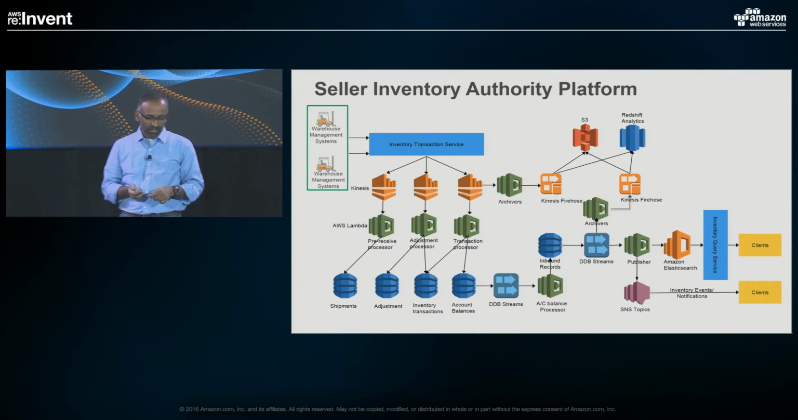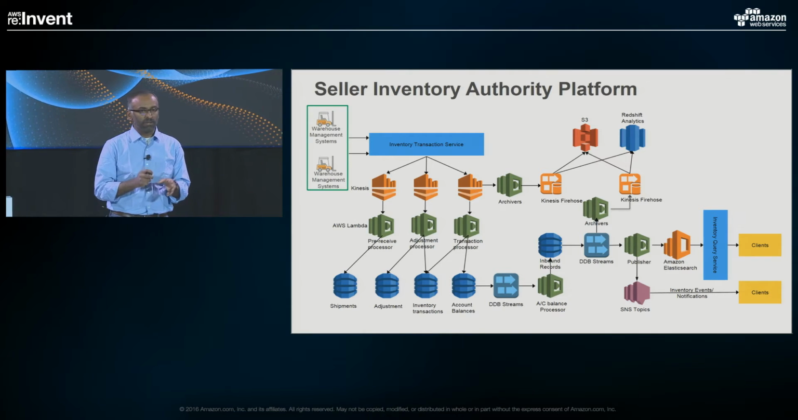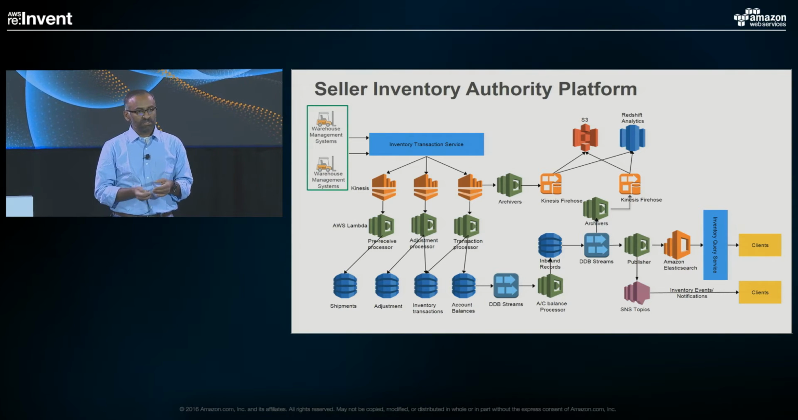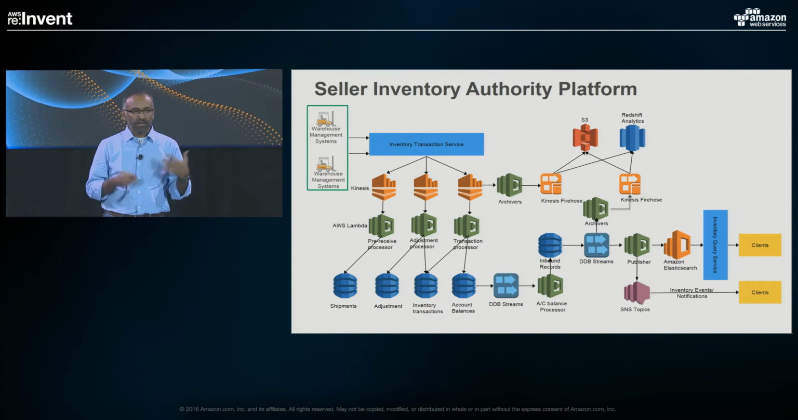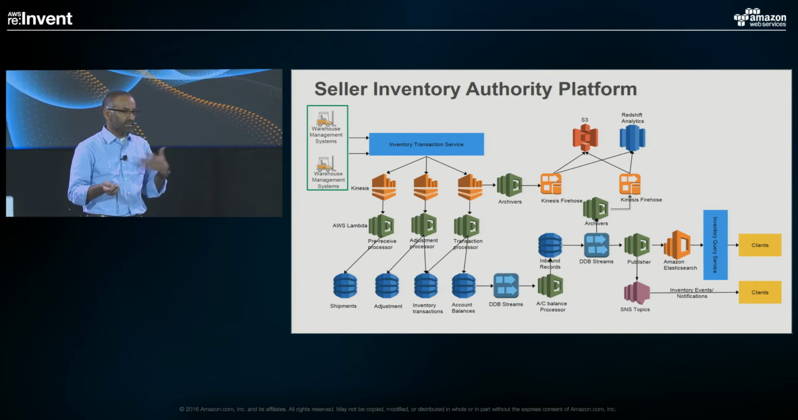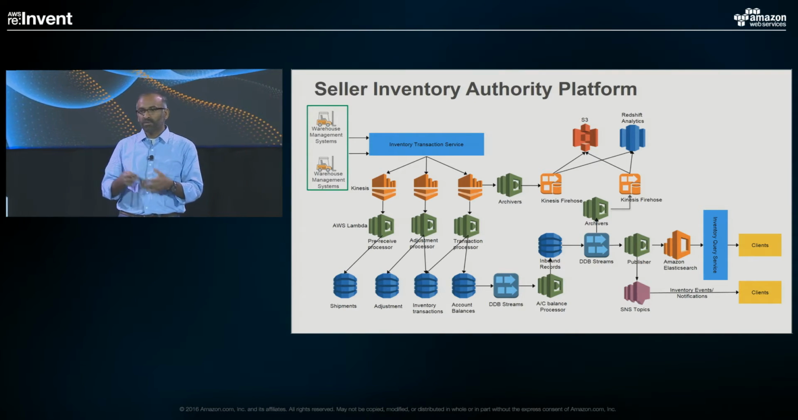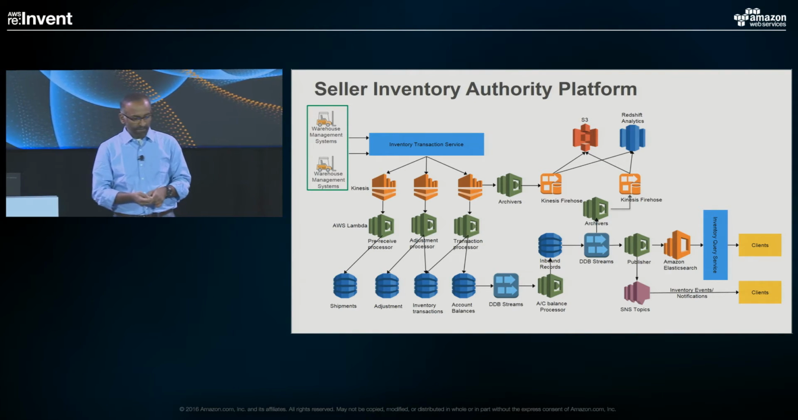And then we use SNS to publish notifications whenever any inventory position changes so that our clients can either get notified when some inventory level changes, or they can come into the system and query our Elasticsearch store to get the inventory data that they need.